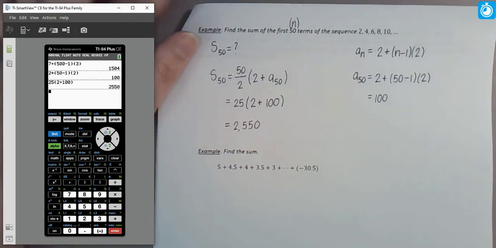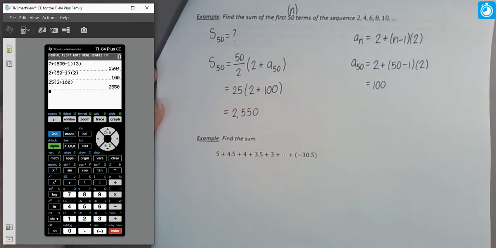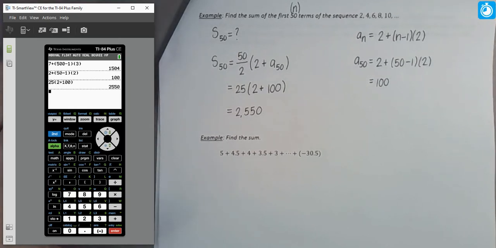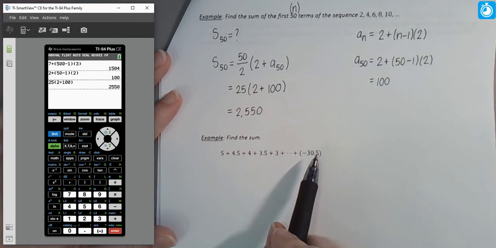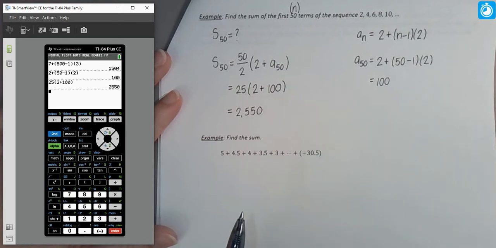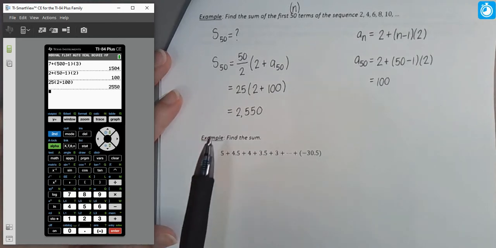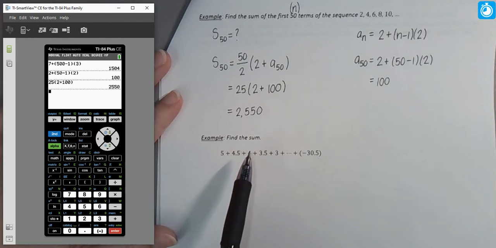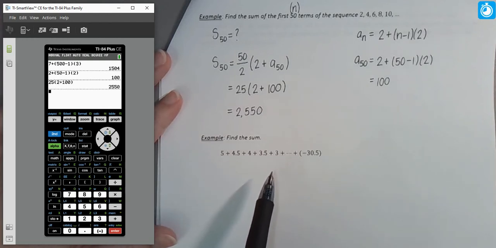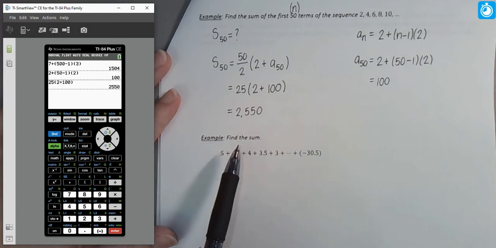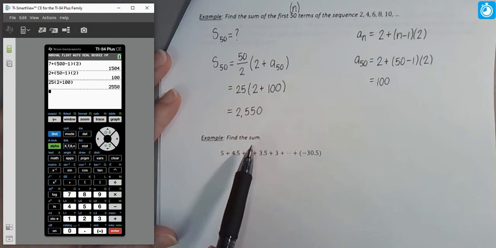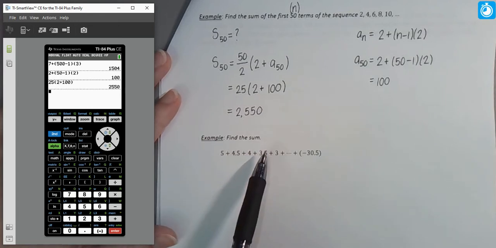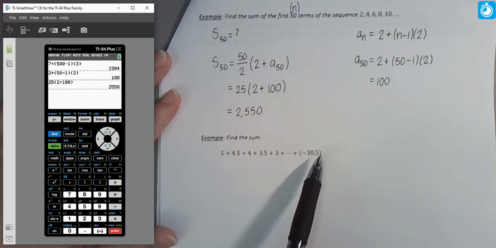Okay, let's try another one. Same idea, same directions, different kind of information is given. So we want to find this particular sum. Now, first off, we know this is arithmetic. How do we know this is arithmetic? Well, look at the terms. We've added up terms. How do they differ from one another? Well, we decrease by 0.5, decrease by another 0.5, decrease by 0.5, and so on and so forth.